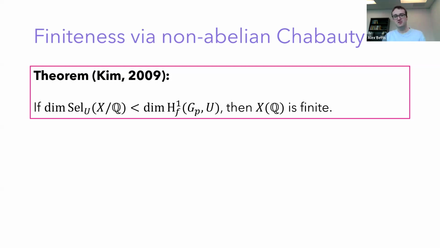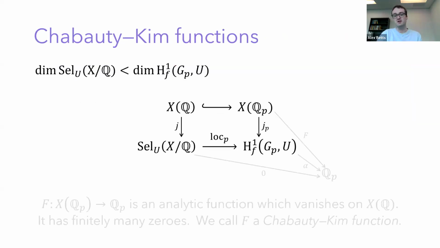To indicate with reference to this square how this goes, the idea is this localization map on the bottom here. If this dimension inequality holds, it's a map from a small dimensional scheme to a large dimensional scheme, so it has to be non-dominant. And because it's non-dominant, you can choose some algebraic functional alpha on the codomain, which vanishes on the image of the localization map.